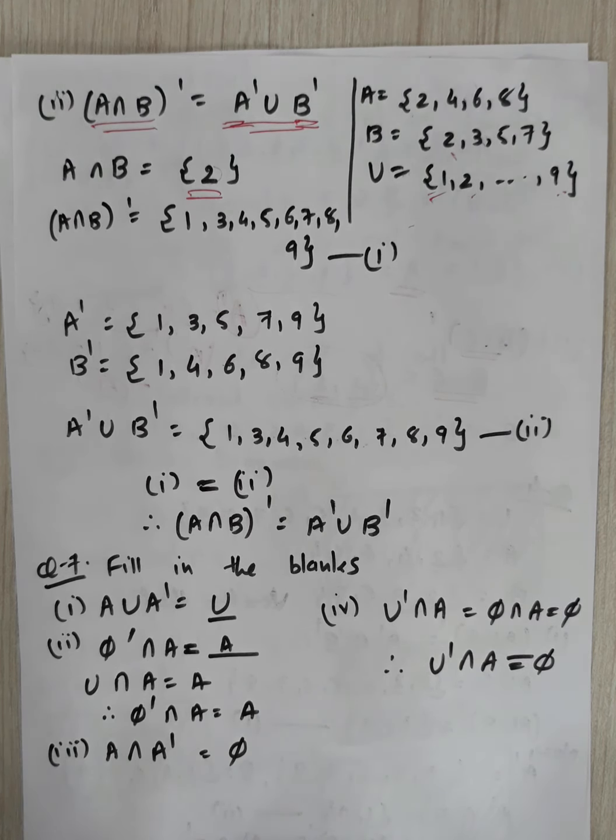So (A intersect B) dash is equal to A dash union B dash. Okay, now question number 7 is fill in the blanks. Now this is all about the properties we saw, right? So A union A dash is equal to U.